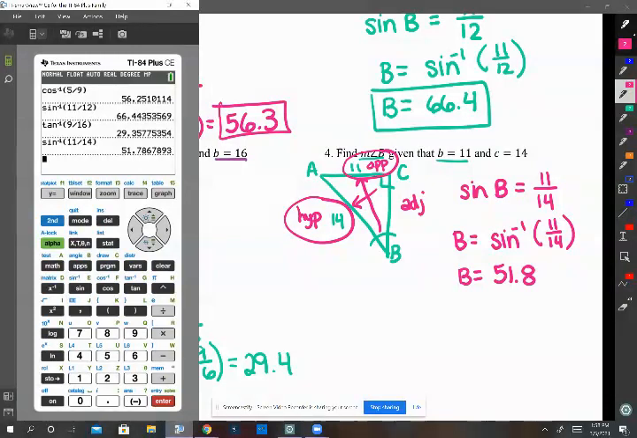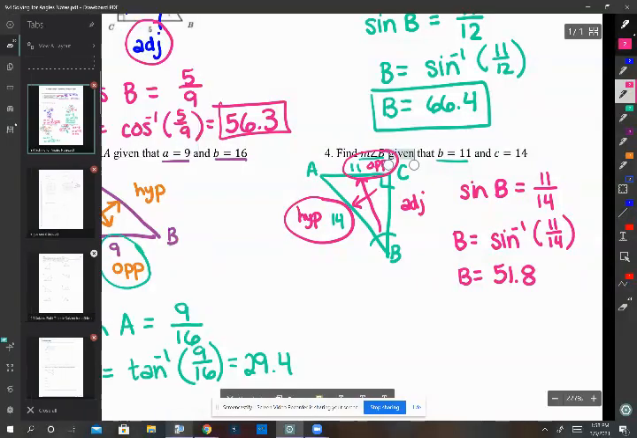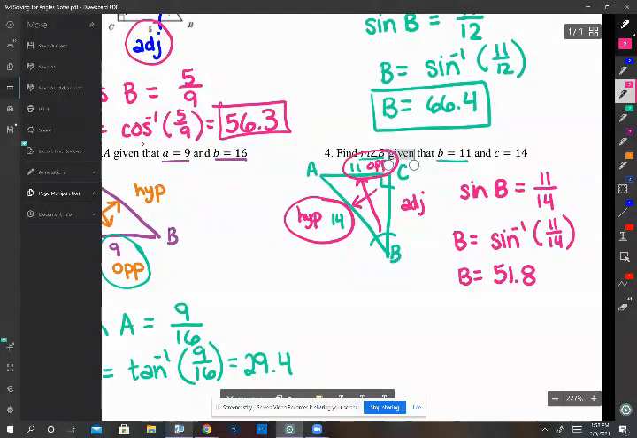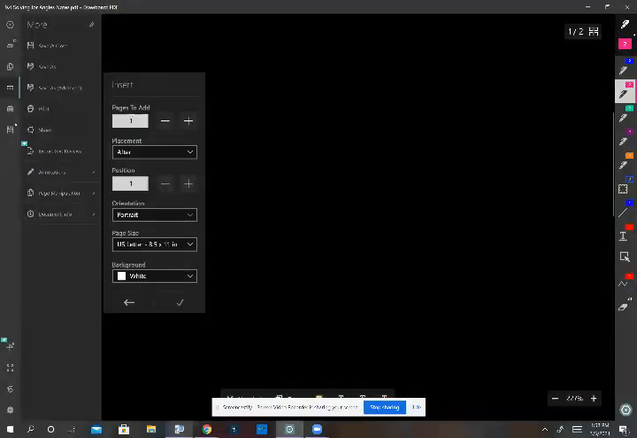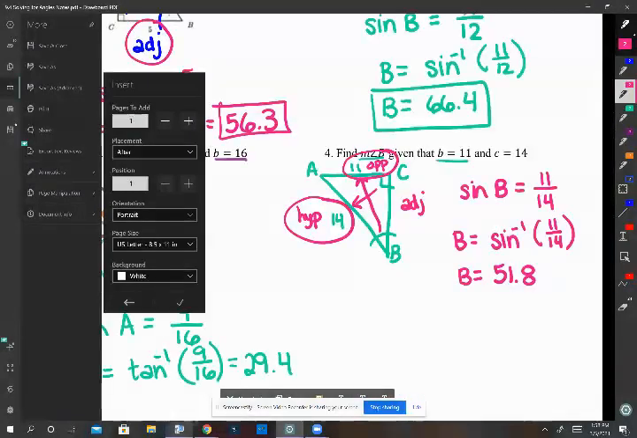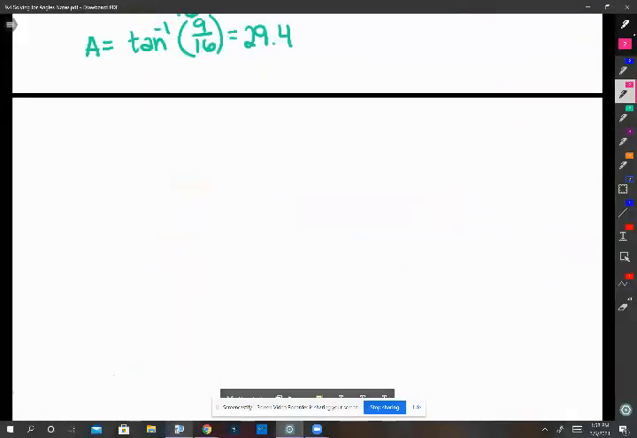So I want to go over one more thing that you're going to see on your assignment today. And that's when you're asked to solve a triangle. And when you're asked to solve a triangle, that means you're finding all of the pieces that are not given. So you will be given some of the information, but you'll have to find the rest. And so on the back of your notes, if you can just flip it over, we're going to look at example 5.